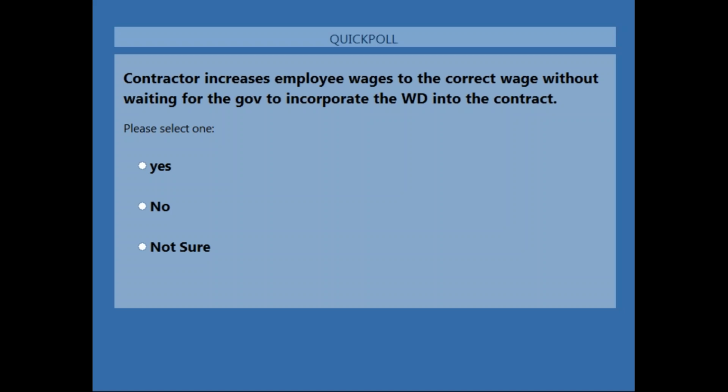The contractor increases employee wages to the correct wage determination rate without waiting for the government to incorporate the wage determination into the contract. There's a couple of issues here, but what we're really trying to figure out is would the contractor be entitled to any sort of adjustment in their contract price as a result of this Department of Labor investigation? So would the contractor be entitled to any sort of price adjustment as a result of this particular issue?